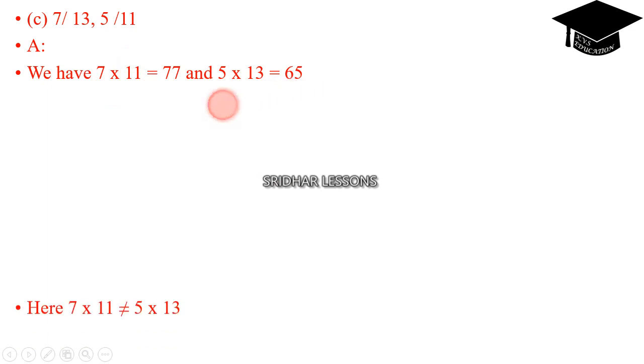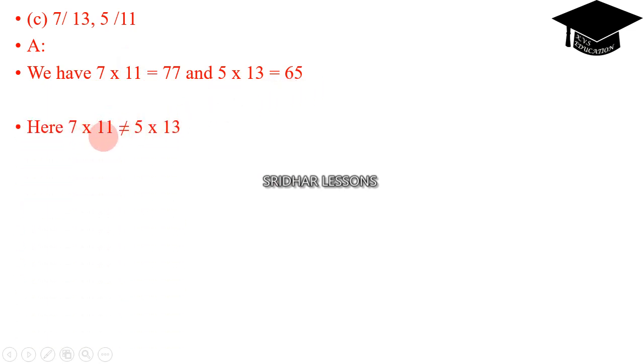7 by 13, 5 by 11. By cross multiplying, 7 into 11 is equal to 77 and 5 into 13 is equal to 65. So 7 into 11 is not equal to 5 into 13. Therefore, they are not equivalent fractions.